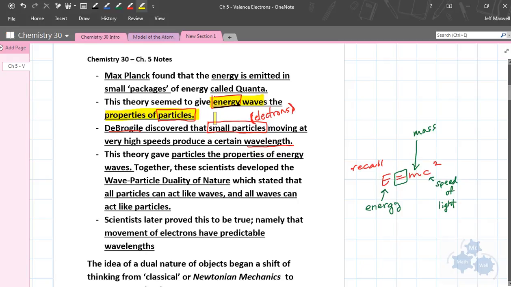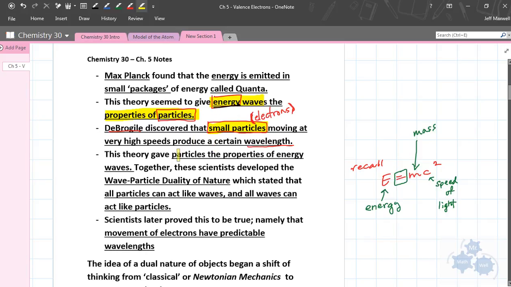So just like a ball rolling down a hill or being thrown through space, you can actually see energy, view energy that way in some respect. De Broglie discovered that small particles, and we're going to talk specifically about electrons this chapter, moving at very high speeds produce a wavelength. So much like color it emits a frequency, or it has a wavelength. Electrons, these small things moving at very high speeds, can also produce a wavelength, and that's very important in understanding this duality of nature as well.